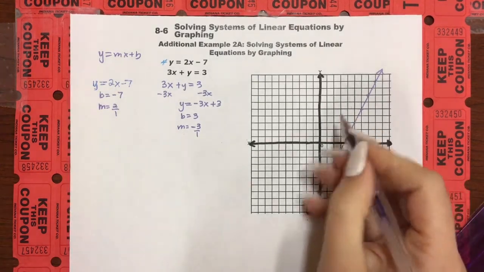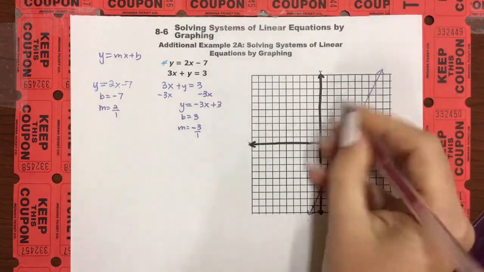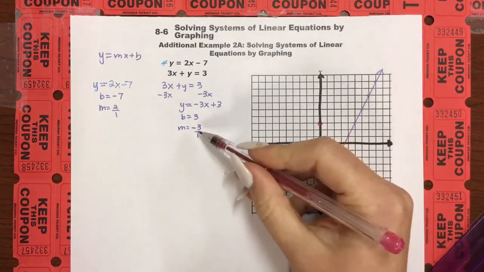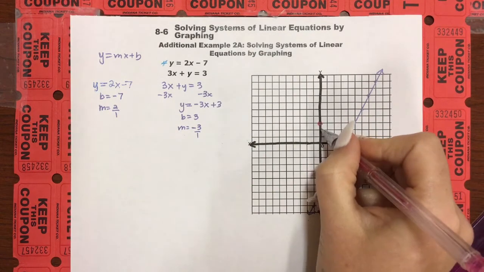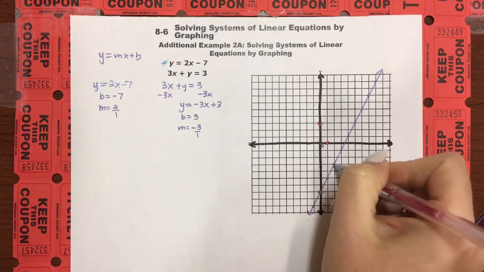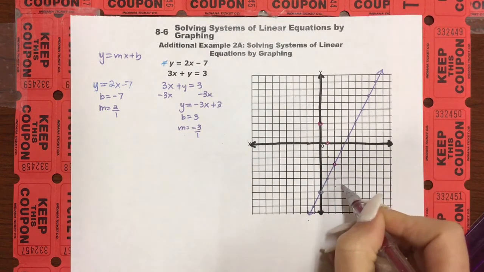All right, so I'm going to go ahead and graph this line. Okay, my y-intercept is 3. Let's do a different color. Y-intercept is 3, so 1, 2, 3 right here. And then my slope is -3, down 3, 1, 2, 3, and over 1. Down 3, and over 1 again.